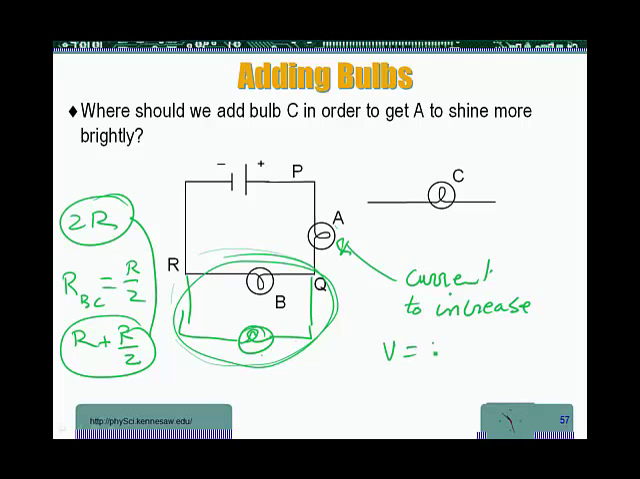Again, V is equal to Ri, that's Ohm's law. If I have a smaller R for the same voltage of the battery, I'm going to have a larger I. Larger I means the light bulb is going to be brighter. So this is the way I should install C.